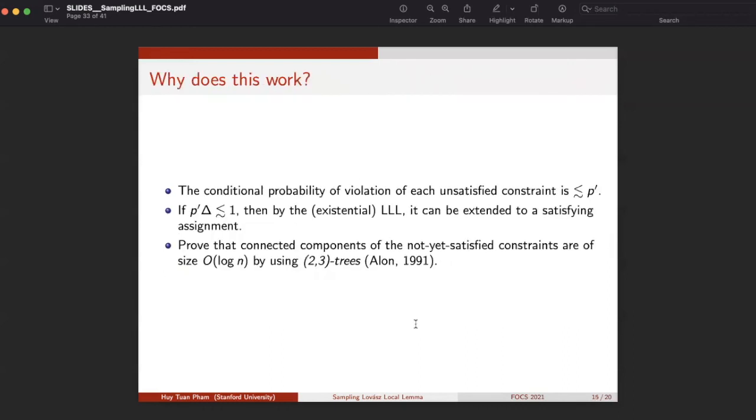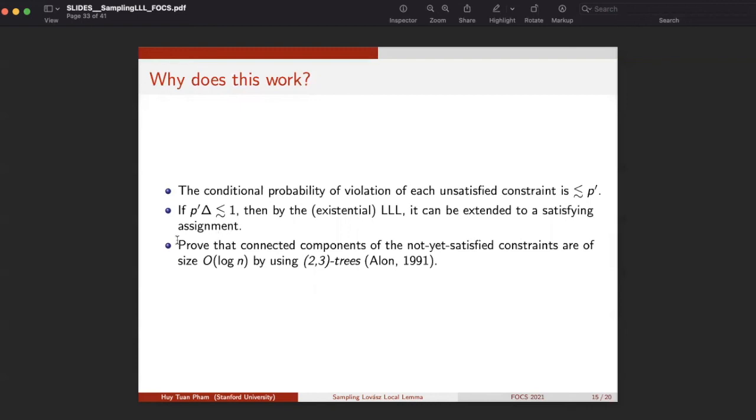So why does this work? Well, first, from the definition of the algorithm, we can see that the conditional probability of violation of each constraint is bounded, roughly up to a constant, by P prime. This is because whenever a constraint has conditional probability of violation exceeding P prime, we immediately freeze that constraint and no variable in that constraint is further set to any value. And if we assume that P prime times delta is small, then by the existential version of the local lemma, the partial assignment can be extended to a full satisfying assignment. This is the second required property for a good partial assignment.